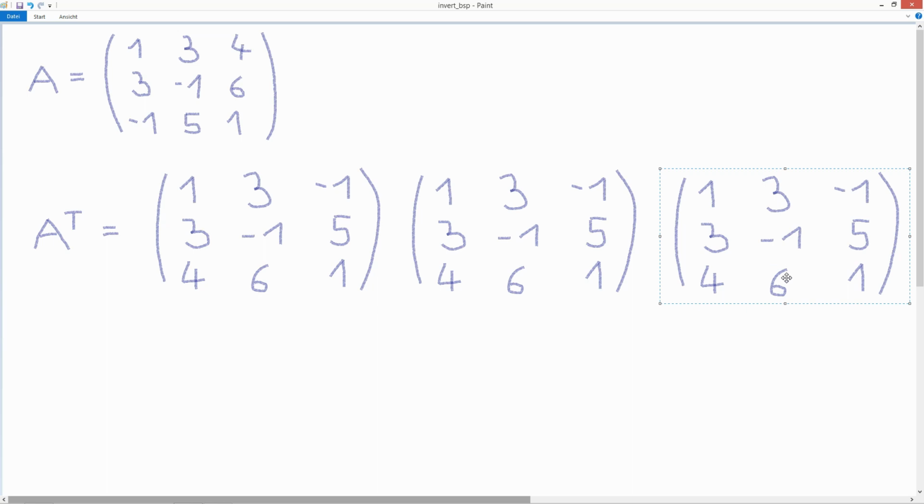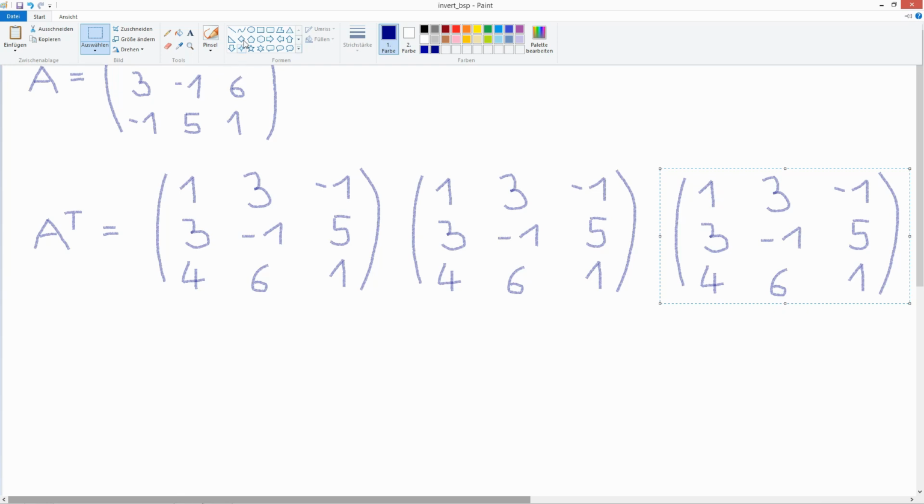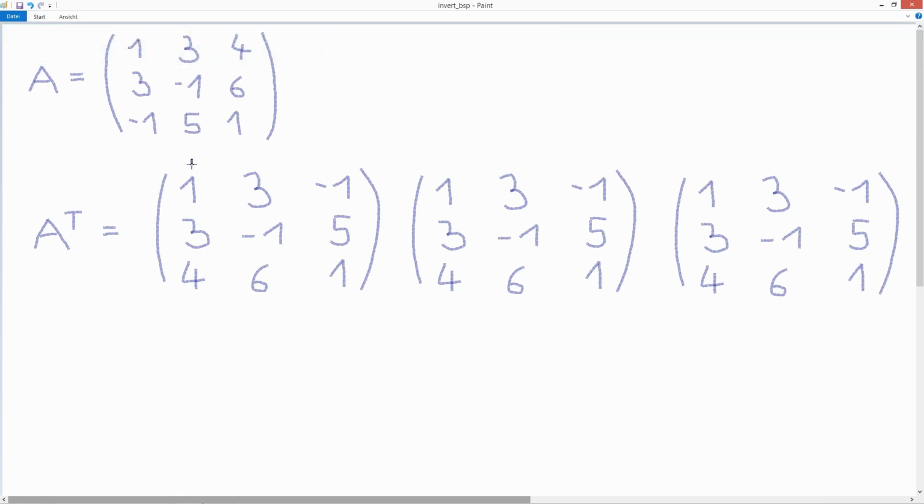Now we have to ignore the first column of this matrix here, like that. And calculate the cross product of the still visible vectors. We will write the result in another matrix. Let's calculate the cross product.